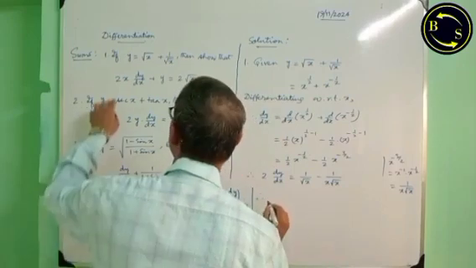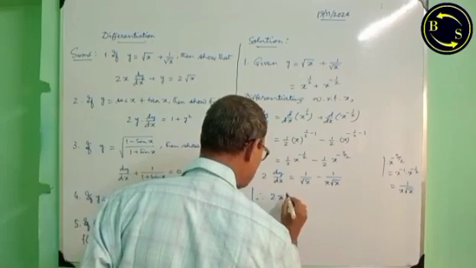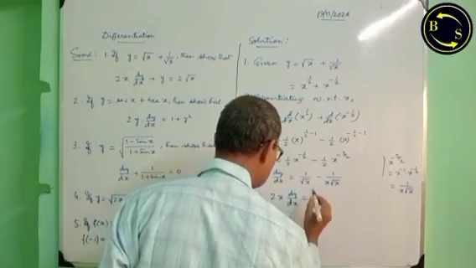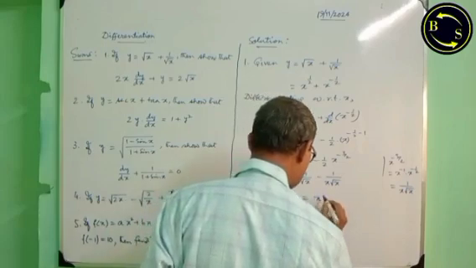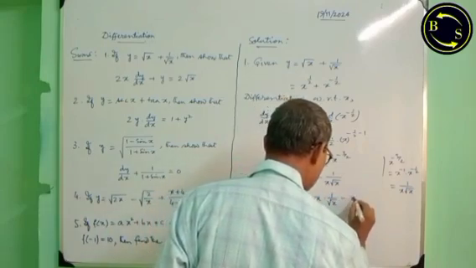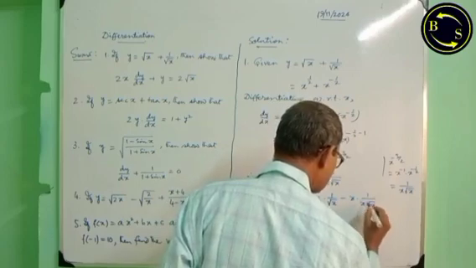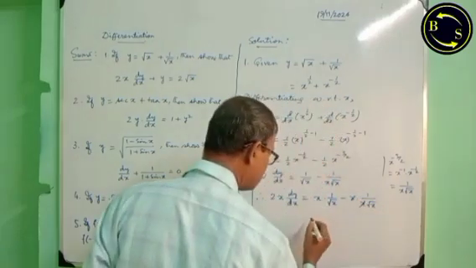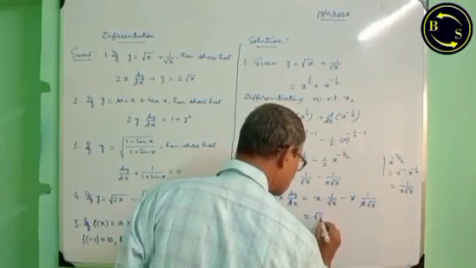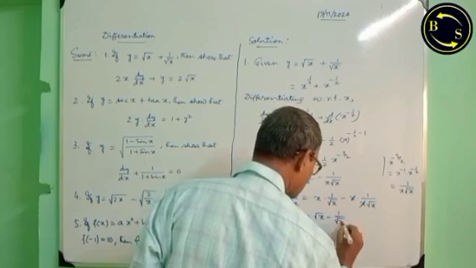Therefore, now I multiply to get this 2x dy dx. 2x dy dx is equal to x into 1 by root x minus x into 1 by x root x. x is cancelled here. This will be root x minus 1 by root x.